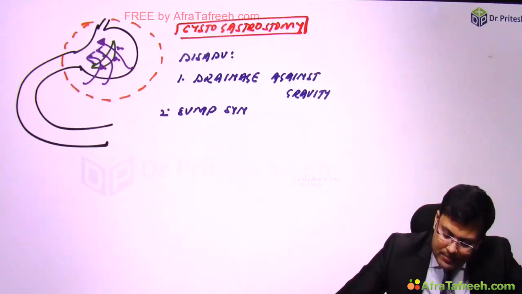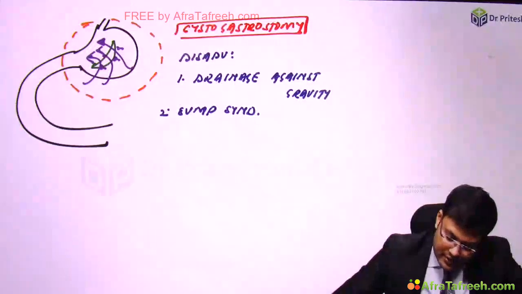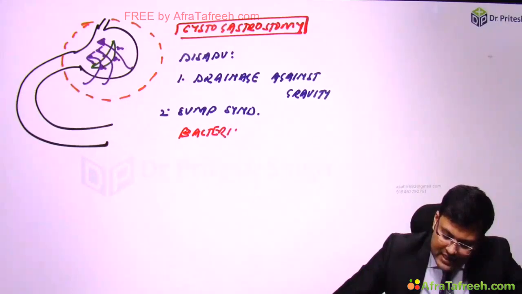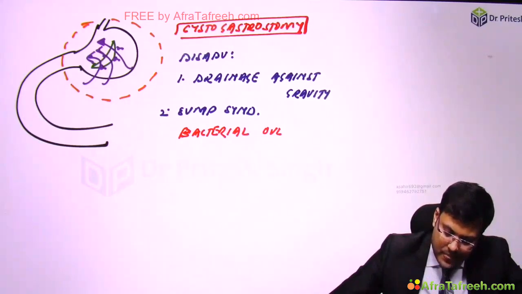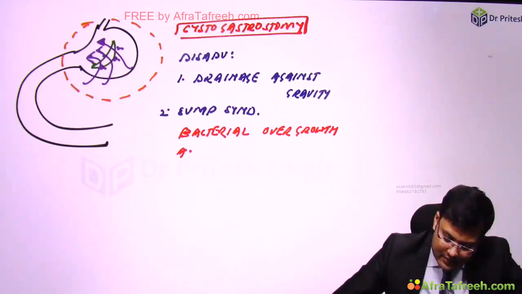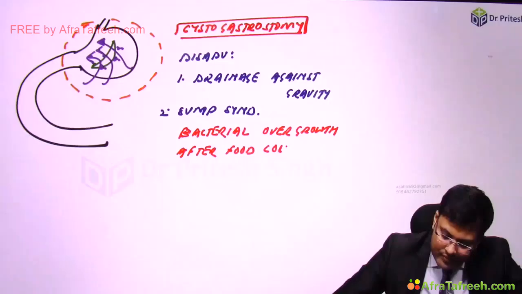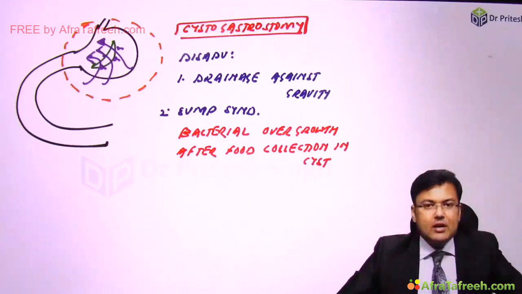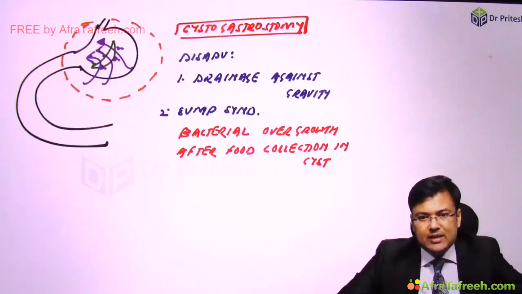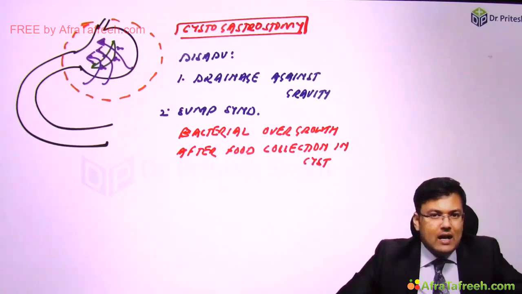What is this sump syndrome? It's the bacterial overgrowth after food collection in the cyst. So this is the problem. So these are the cystogastrostomy disadvantages. After that, why is cystojejunostomy the treatment of choice?